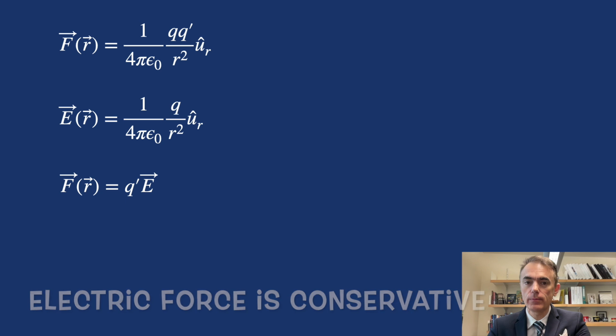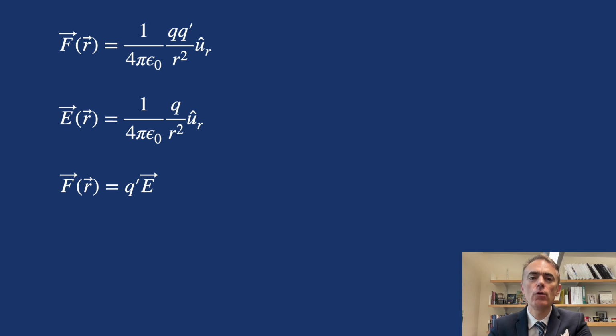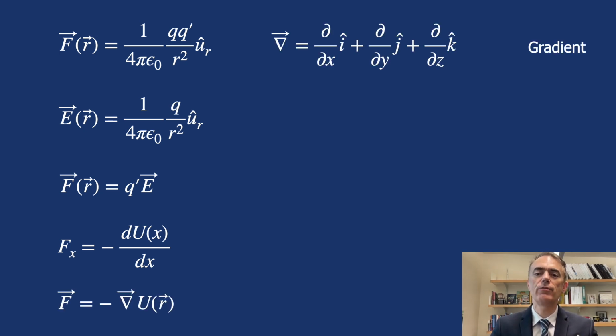Force is conservative. This means that it does not dissipate energy. There will be transformation of energy, but the overall energy will be conserved. When you were studying potential energy, you were introduced to the powerful relationship between the conservative force and the potential energy. The force is the negative derivative of the potential energy with respect to the position. In 3 dimensions, we write it using the Greek letter nabla, which represents the 3-dimensional derivative with respect to position. We call it the gradient. So in 3 dimensions, the vector force is the negative gradient of the potential energy.